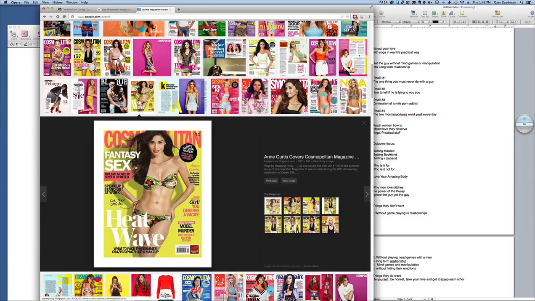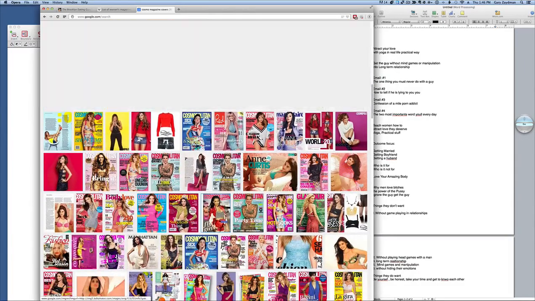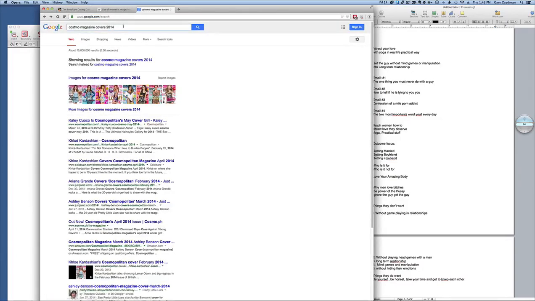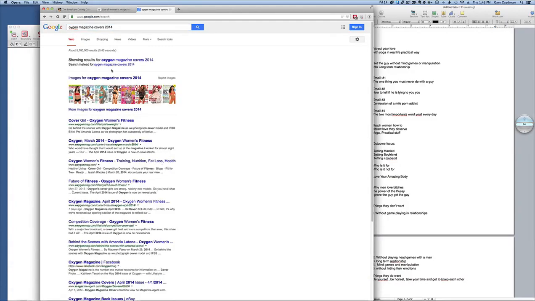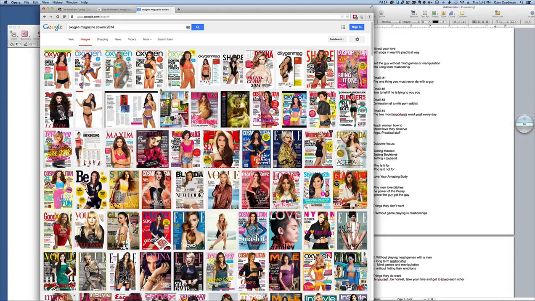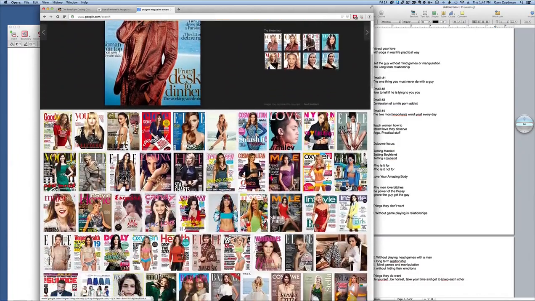Let's see, fantasy sex. Okay, so we can go on to the next magazine. So the next magazine was, let's see, Oxygen. So we can look up Oxygen magazine covers. Let's see, Vogue.